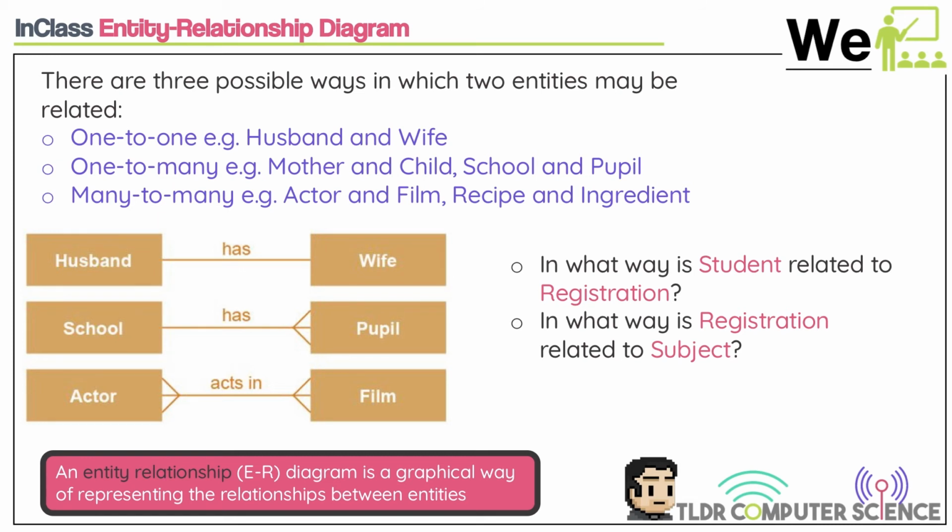with some fun examples. So these are entities. A husband and a wife, a school and a pupil, an actor and a film are all examples of entities we can imagine, right?